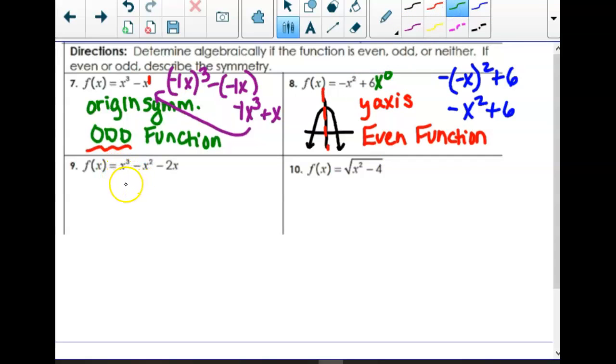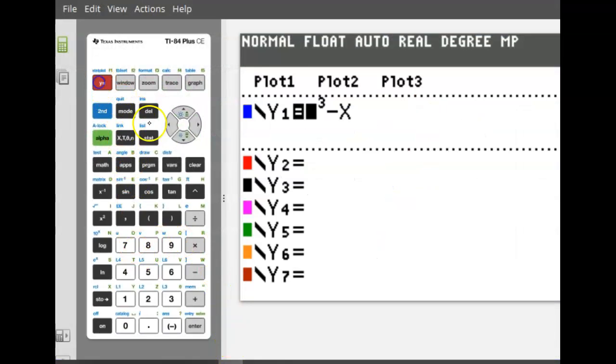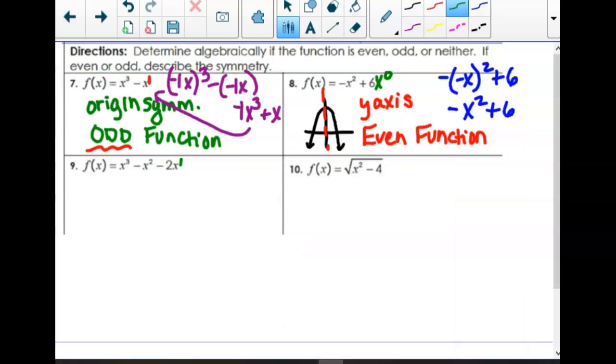This one, any guesses by looking at the exponents? It has an x to the third, an x squared, and an x to the 1. Yeah, I'm thinking neither because it has even and odd exponents. Okay, somebody might have to read it to me. It was x cubed minus x squared minus 2x.